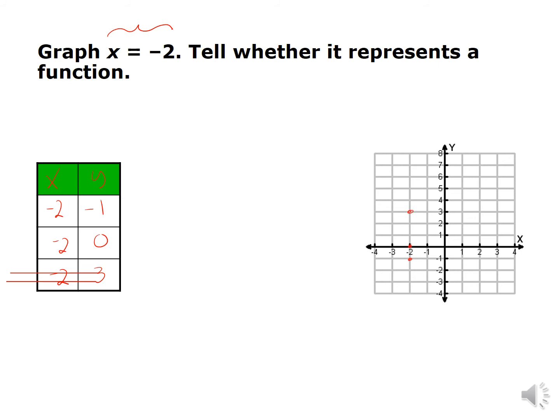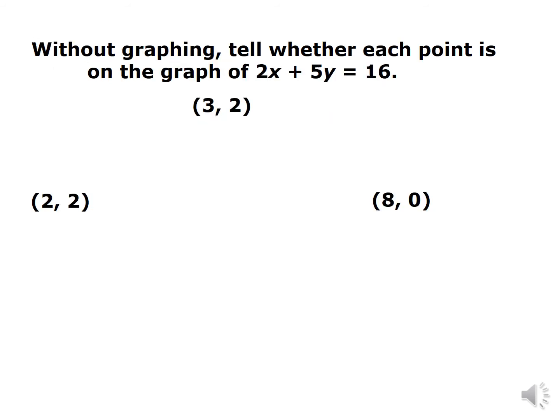We know that when we see x equals a number, that is a vertical line. Okay? X equals any number is a vertical line. So there's 3 points that they graphed, and the line looks like that. And we can see right away it is not a function because it doesn't pass the vertical line test. And this one x has 3 different answers, and actually has infinite different answers.